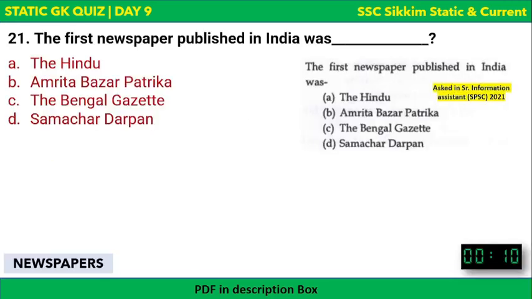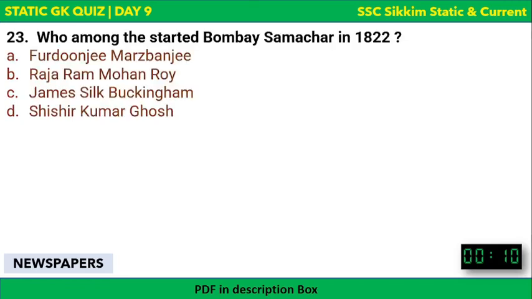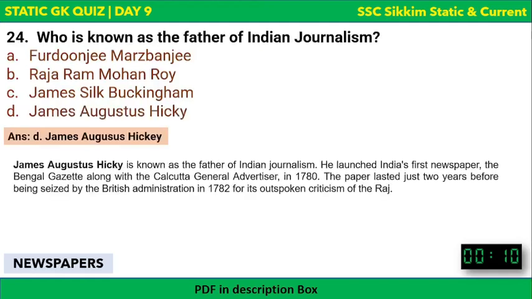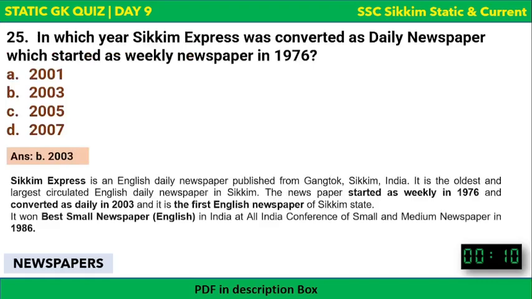And at the end, newspapers: we just saw that the first newspaper published in India was the Bengal Gazette. People's Daily is the newspaper of China, followed by the Bombay Samachar, started in 1822 by Furdonji Marzbanji, and the father of Indian journalism, James Augustus Hickey, who also started the Bengal Gazette. Next, in which year was the Sikkim Express converted into a daily newspaper? It was in 2003, since it was a weekly newspaper from 1976 till 2003. So with this we complete the session.